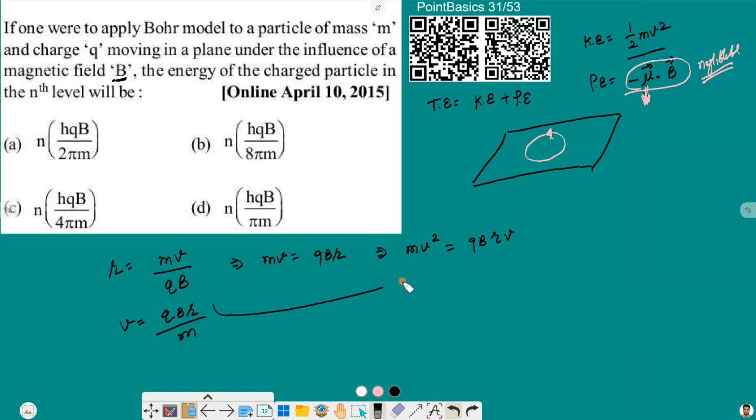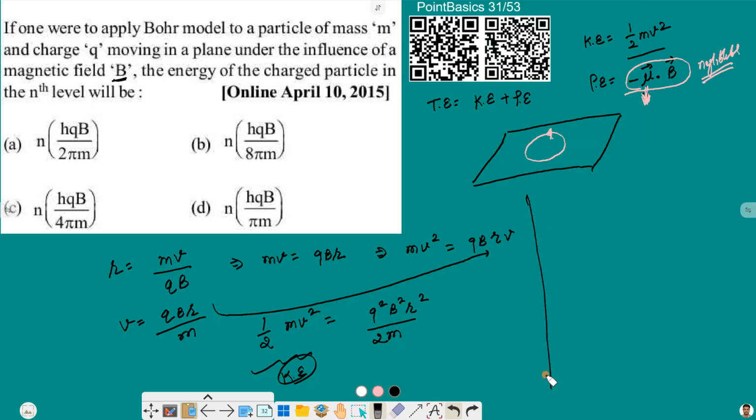So if I substitute it here, then I will have mv square is equal to q square B square r square by m. Now if I multiply half here and half here, this will be equal to just kinetic energy. So we have the basic setup for kinetic energy.